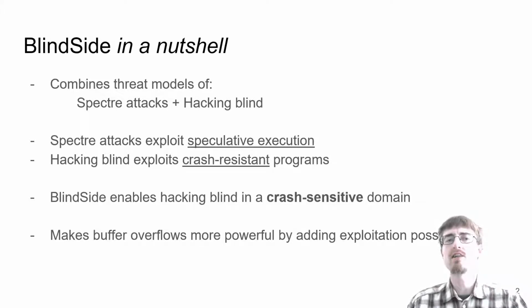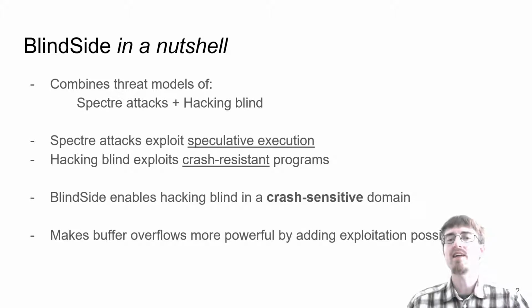Now, the idea of this project, Blindside, is that it combines two earlier projects. It combines Spectre attacks, which are attacks against the hardware vulnerability, with hacking blind, which is an approach to bypass ASLR using a program that can resist crashes, essentially probing again and again to figure out where the data is. Now, Spectre attacks use speculative execution, whereas hacking blind requires crash-resistant programs.